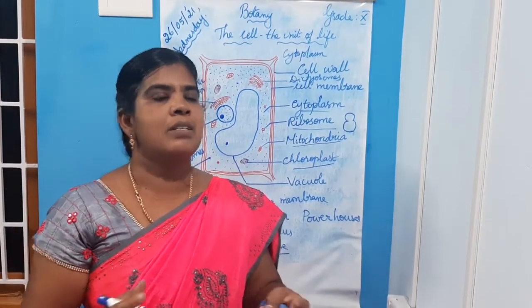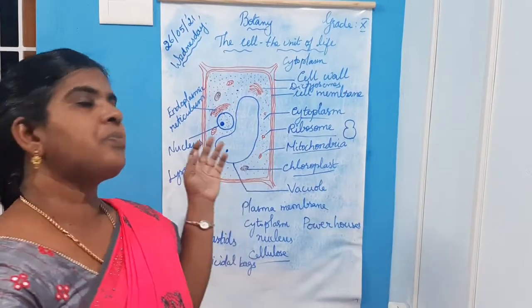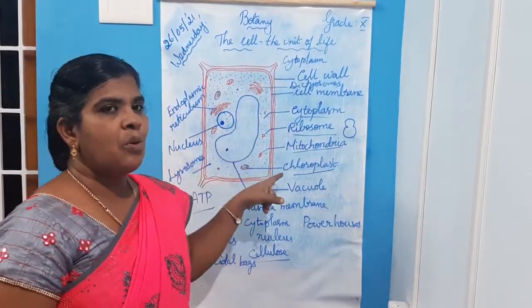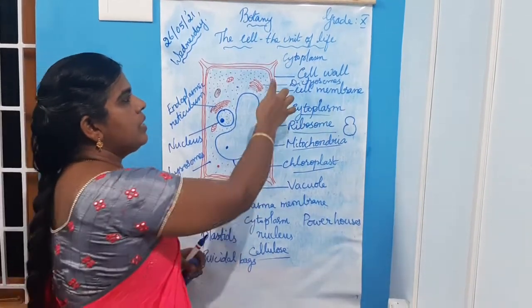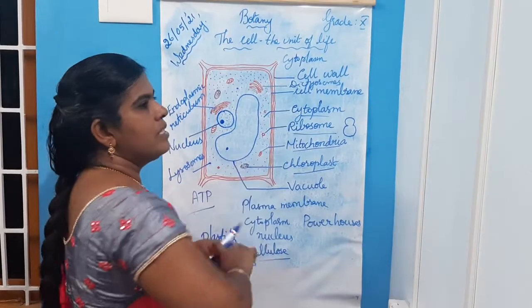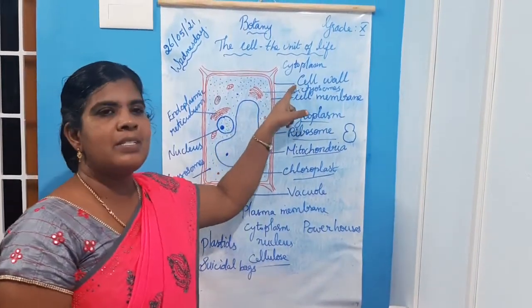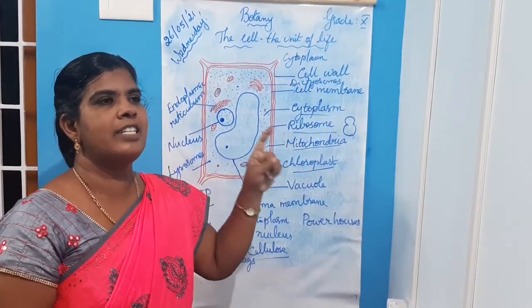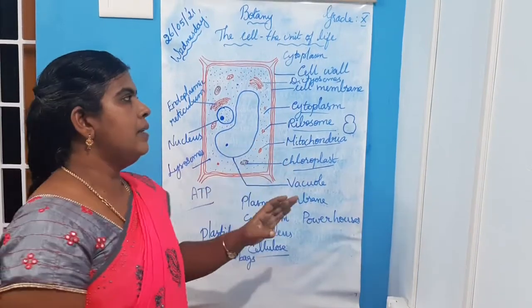Okay, this is about the structure of the plant cell. Now, you all have the idea about the plant cell. This outer covering is the cell wall, the outer covering of the plant cell. What about its function? It gives protection as well as rigidity to the plant cell. But it is absent in animal cells.